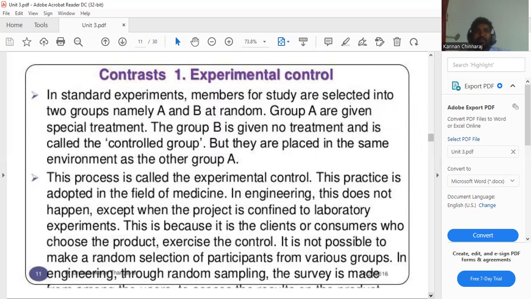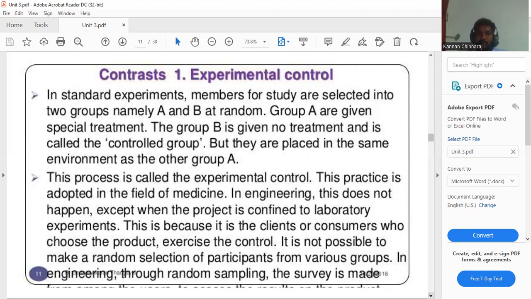Now we discuss in detail the contrasts. First one is experimental control. In standard experiments, members of a study are selected into two groups, namely A and B, at random. Group A is given special treatment, and group B is given no treatment and is called the control group, but they are placed in the same environment as group A. The process is called experimental control.